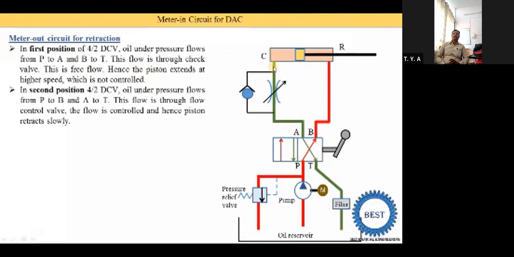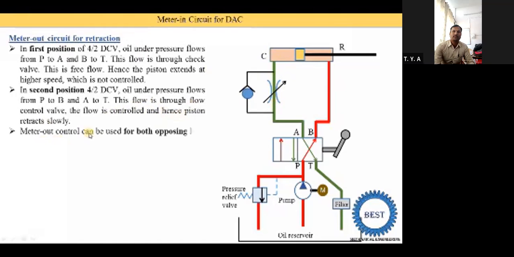So when oil is supplied back, we are controlling the speed during this retraction because we are studying the meter out circuit for retraction. So this flow is through the flow controller, means oil coming from the cap end port enters a flow control valve, and we are able to control the speed. So the flow is controlled, hence the piston retracts slowly.